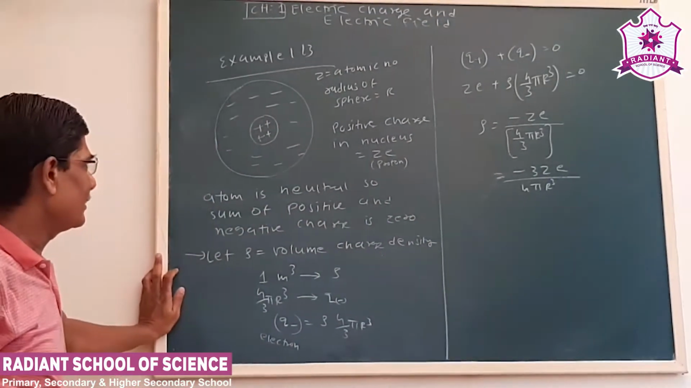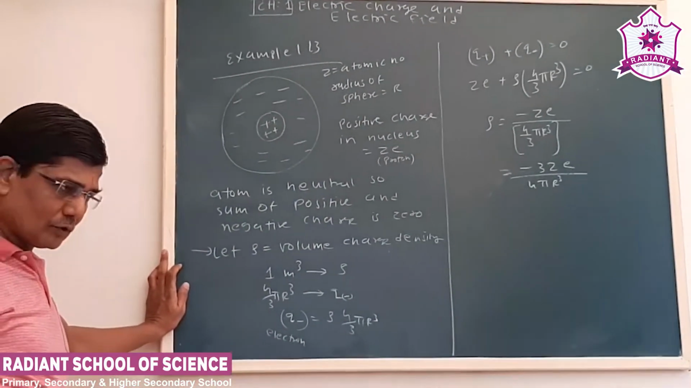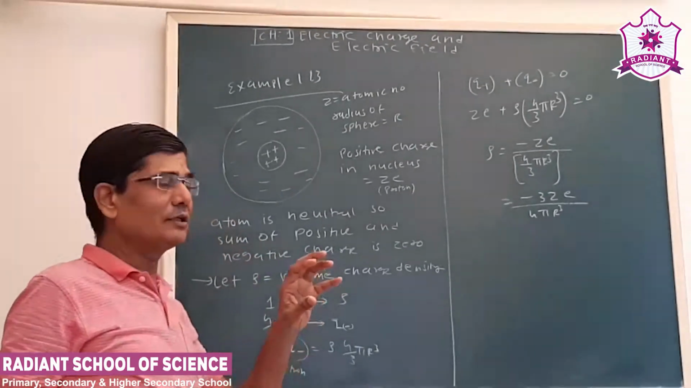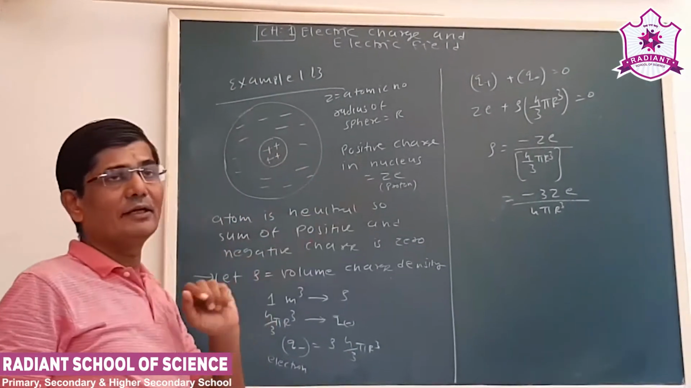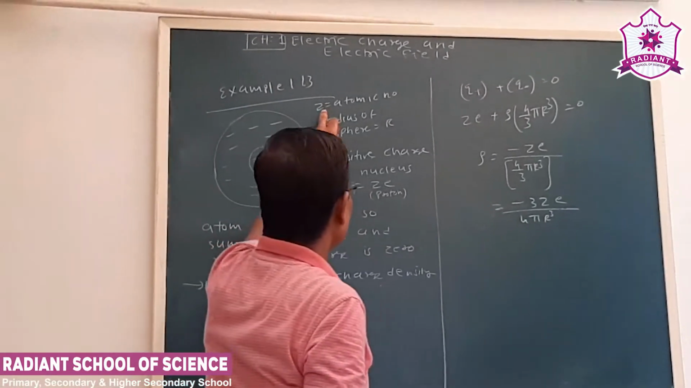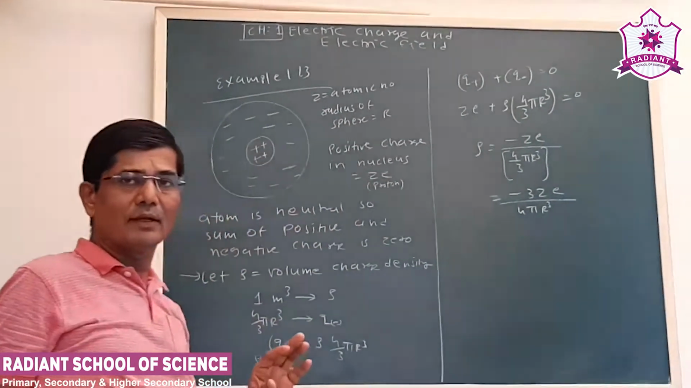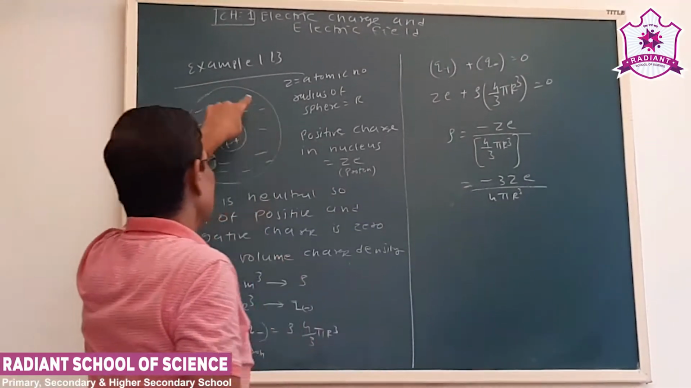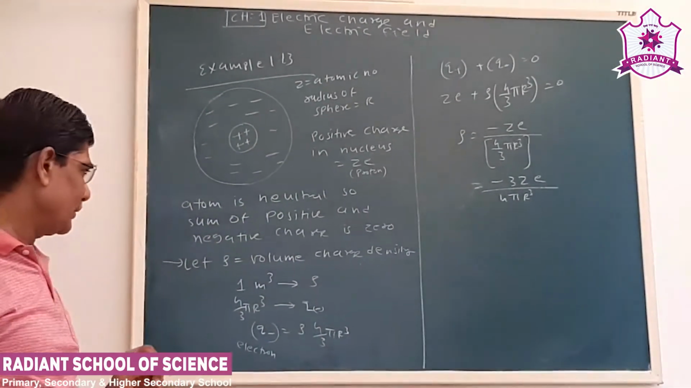Radius of the sphere. The atom we consider a spherical object of radius R. Now see, we know in the nucleus there is a positive charge. If the atomic number is Z, the total positive charge, that is protons, in the nucleus will be Ze. Now see, the negative charge is distributed outside the nucleus.